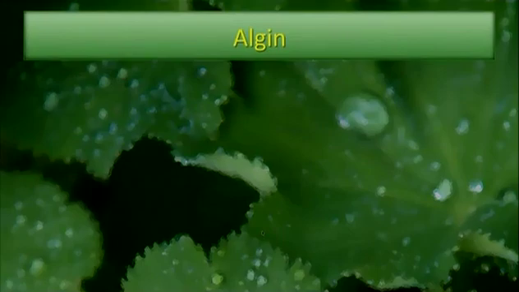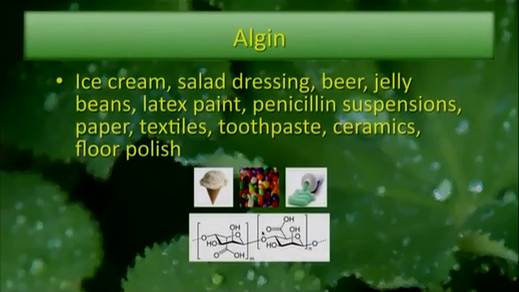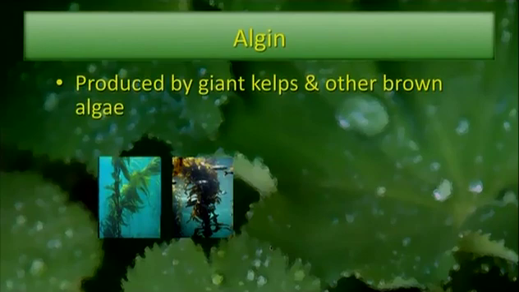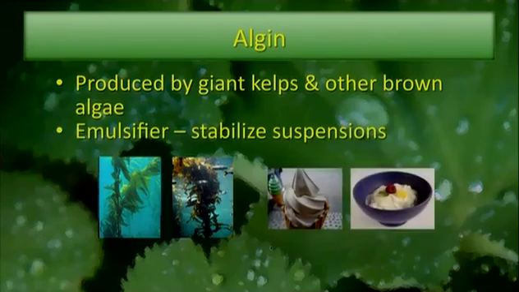Now, algin is in ice cream, salad dressing, beer, jelly beans, latex paint, penicillin suspensions, paper, textiles, toothpaste, ceramics, and floor polish. This must be algin or an alginate. It's produced by giant kelps and other brown algae. Kelps can actually grow 1 to 2 feet every day. They can grow really fast. They're used as an emulsifier or to stabilize suspensions.